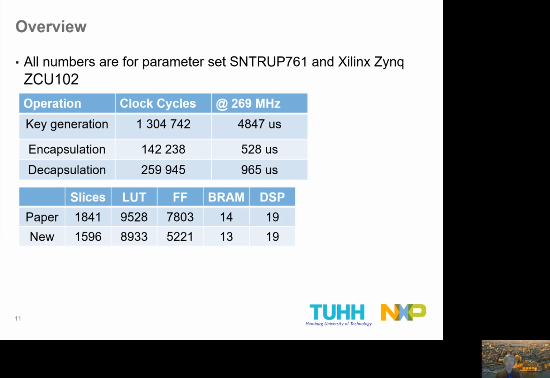Since the paper was submitted, there have been some fairly significant improvements to the algorithm, hence both the original numbers from the paper as well as the current ones. And the current ones need just shy of 1,600 slices of the FPGA, together with 13 block BRAMs and 19 of the digital signal processors.